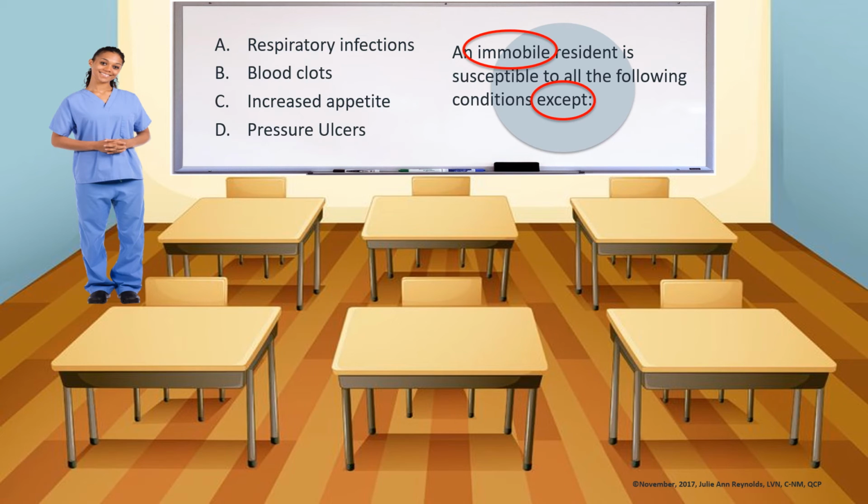So, knowing the difference between a sign and a symptom, you may eliminate answer choices A. Respiratory infections, B. Blood clots, and D. Pressure ulcers, as these are all signs. Answer choice C. Increased appetite is different from the other answer choices because it is a symptom. Therefore, the correct answer is answer choice C. Increased appetite.